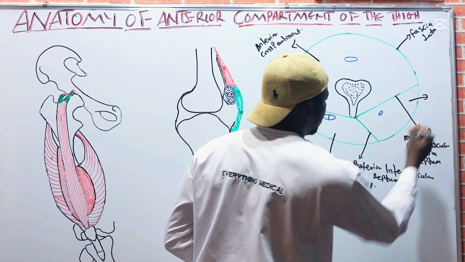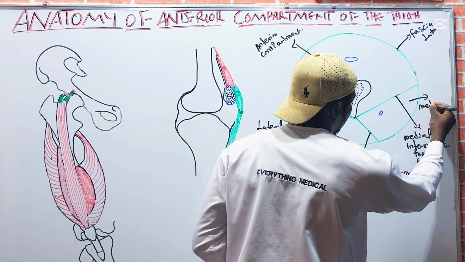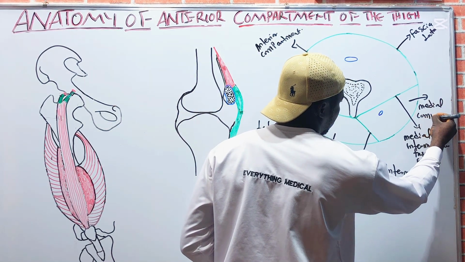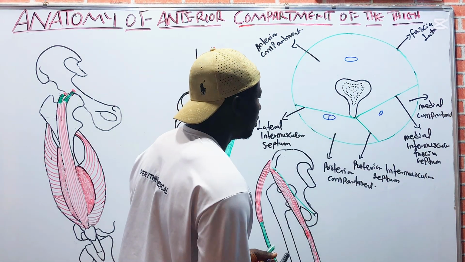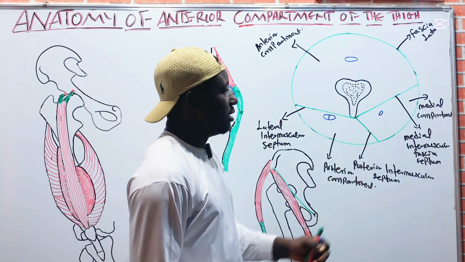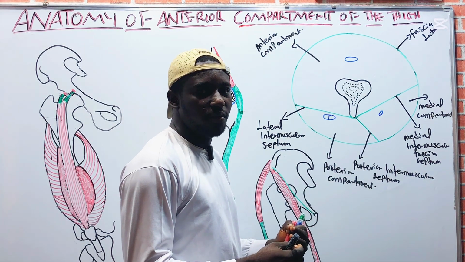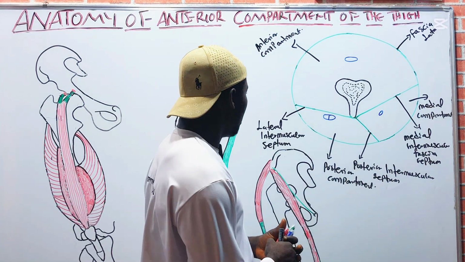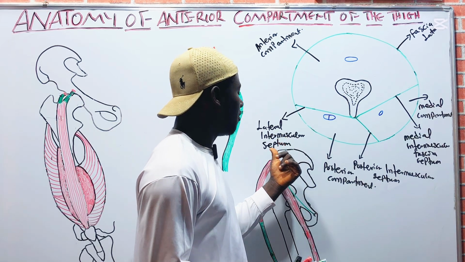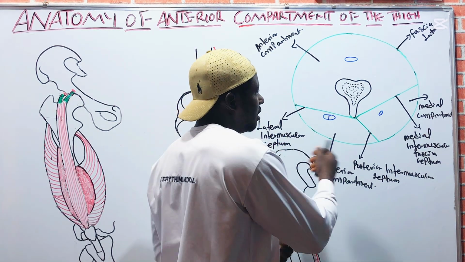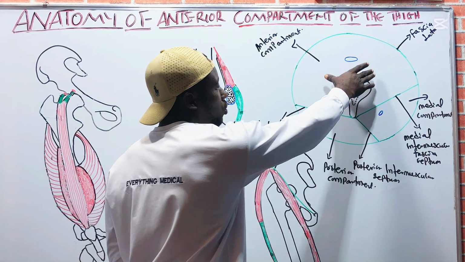This space right here indicates the medial compartment of the thigh. The medial compartment. These compartments have their different respective blood vessels and nerves. As you can see, the anterior compartment is bounded by the lateral intermuscular fascia septum laterally and the medial intermuscular fascia septum medially. This is what we're going to be discussing.